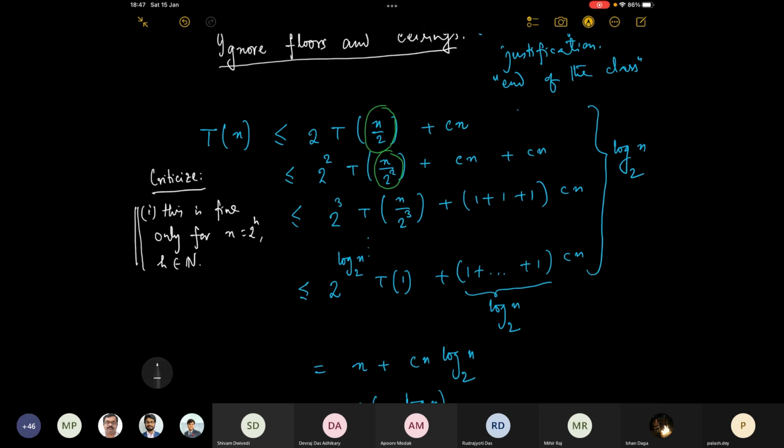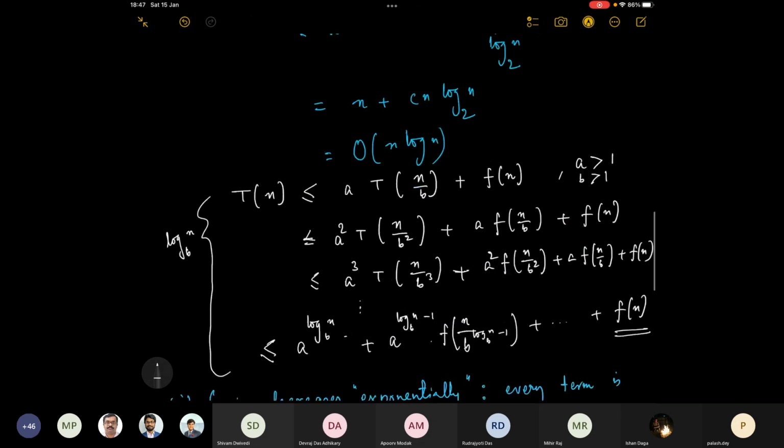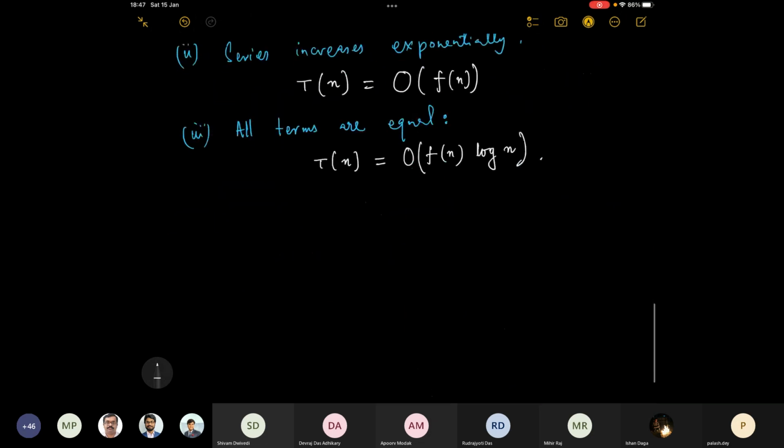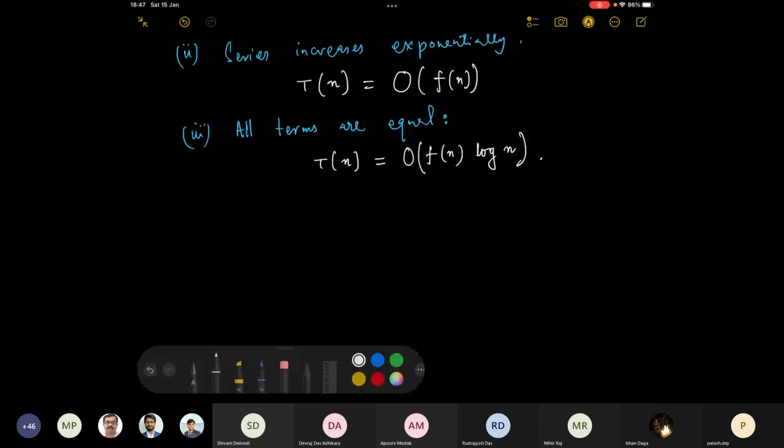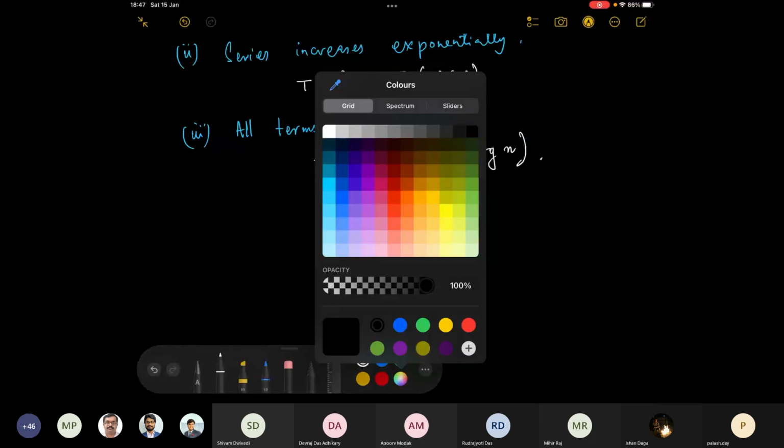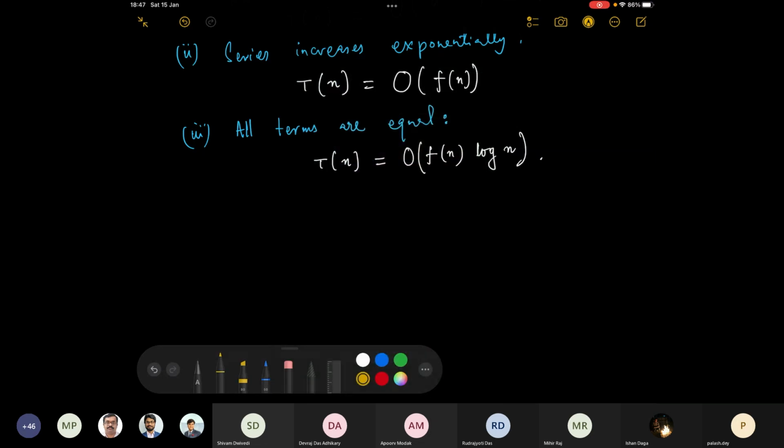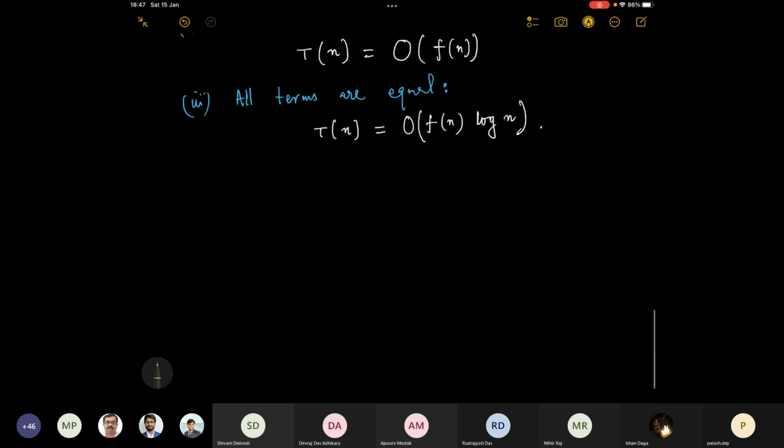So this criticism can be tackled within this framework, but I will use this as an excuse to introduce another method, which is completely formal. It also takes care of floors, ceilings, and everything. This is called the substitution method. These are the two methods only. But before that, let me tell one thing.